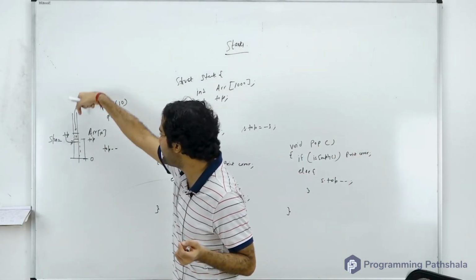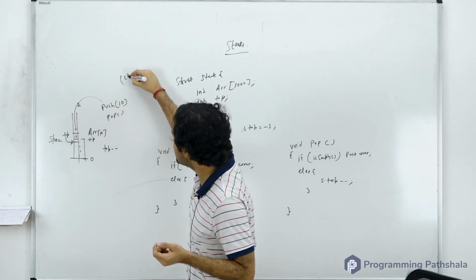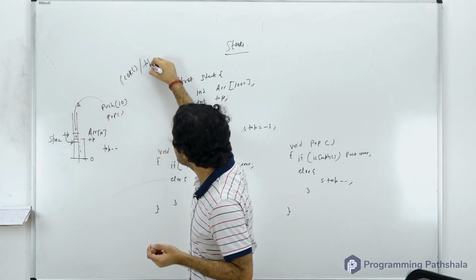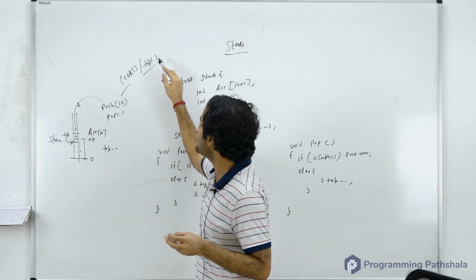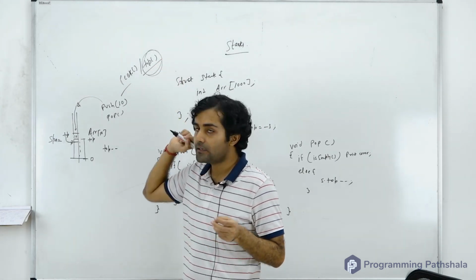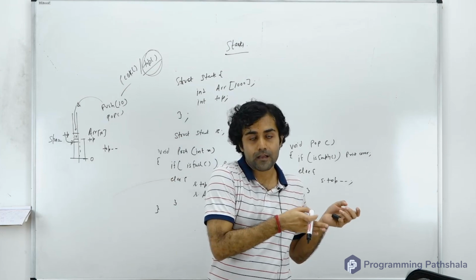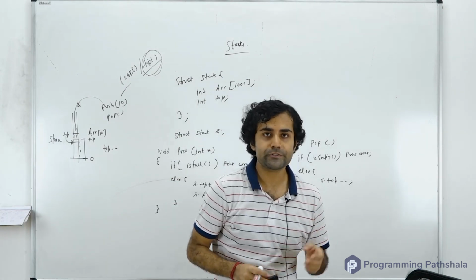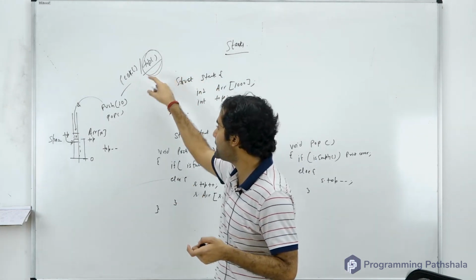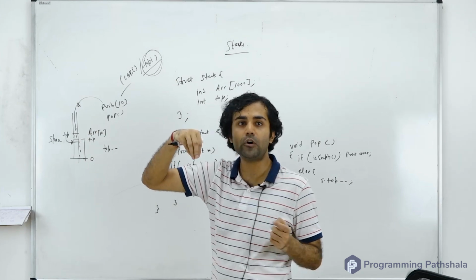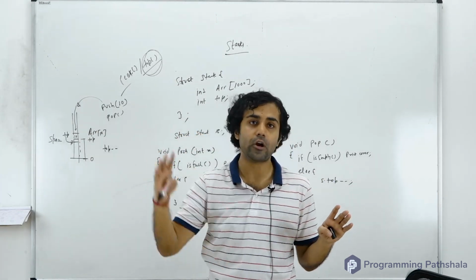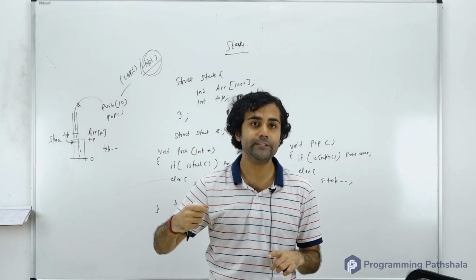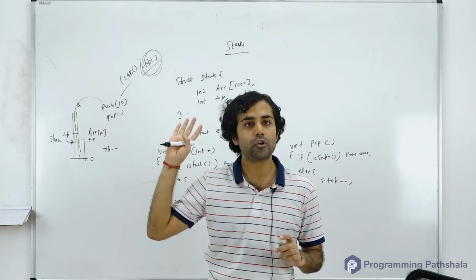Apart from this, what can be another important function? Sometimes you might want to peek. Peek and top are the same function. In C++ STL, it is called top. When you do top, it should simply return the value of the topmost element. It will not tamper with the stack. It will not delete anything. It will not add anything. It will just tell you the value of the element at the top of the stack.